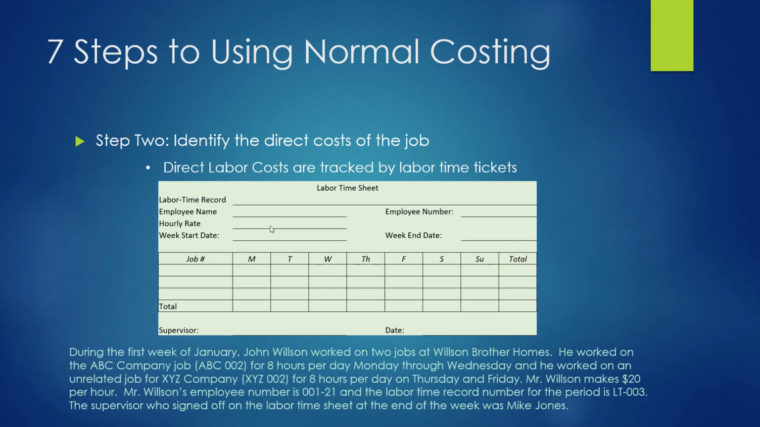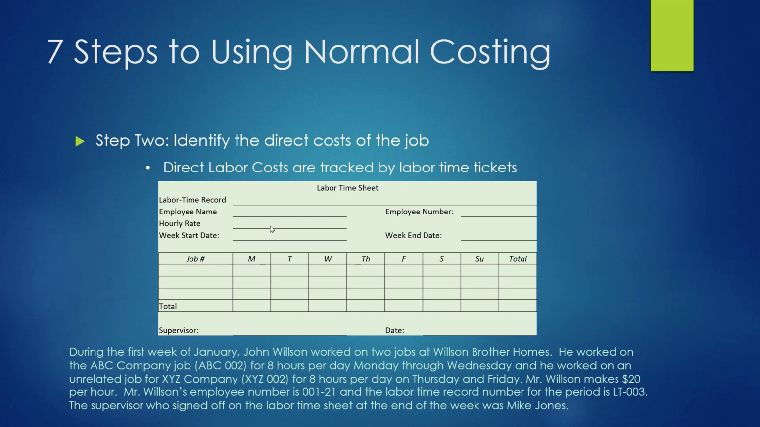So here, during this first week of January, Mr. John Wilson is going to work on 2 different jobs for Wilson Brothers Homes. It's not like companies have just one job and do them all the way through to the end. They usually have multiple jobs going on at once, so you might have employees bounce around. Well, it's fine. You have a very easy way to track how many hours were used on one job versus another. So Mr. Wilson here worked on the ABC company job for 8 hours a day, Monday through Wednesday, and then Thursday and Friday for his 8-hour shift, he got pulled to work on an unrelated job, which is XYZ002.